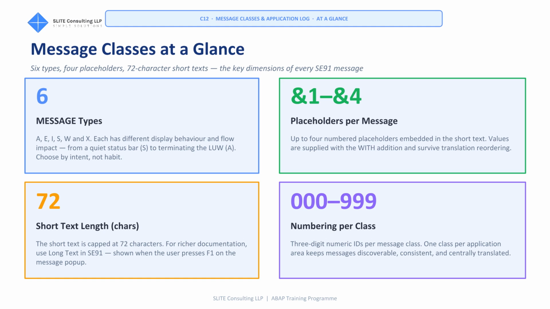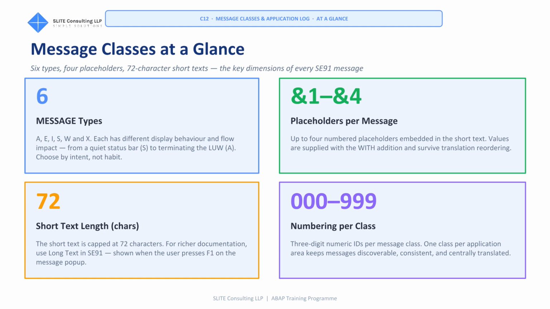4 placeholders per message, &1, &2, &3, and &4, passed via the WITH clause. Use explicit numbers, not bare ampersand signs, so translators can reorder them safely. 72 characters is the maximum length of a message short text. Keep it pithy and move longer explanations to the long text accessible via F1 help.